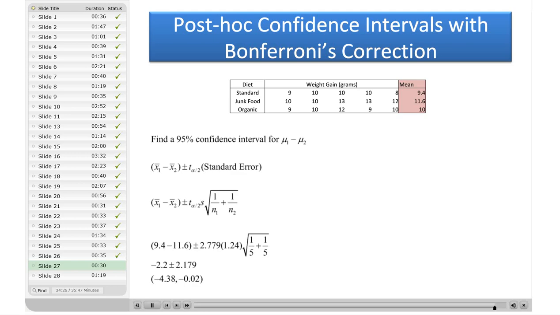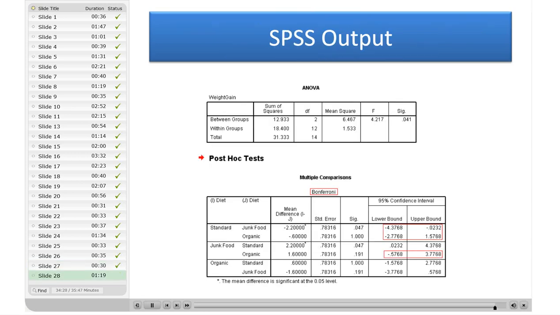Let's just take one last look at this SPSS output to verify that the confidence interval that we came up with on the last slide is accurate. And you can see that it is. The confidence interval for comparing standard food to junk food goes from negative 4.38 to negative 0.02. And that's what we obtained on the previous slide. We also have the confidence intervals for the other 2 comparisons.